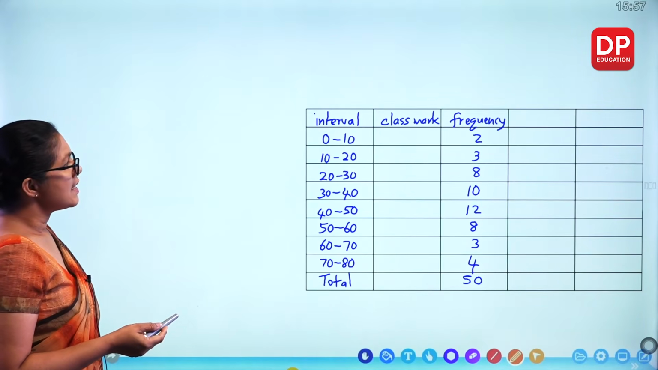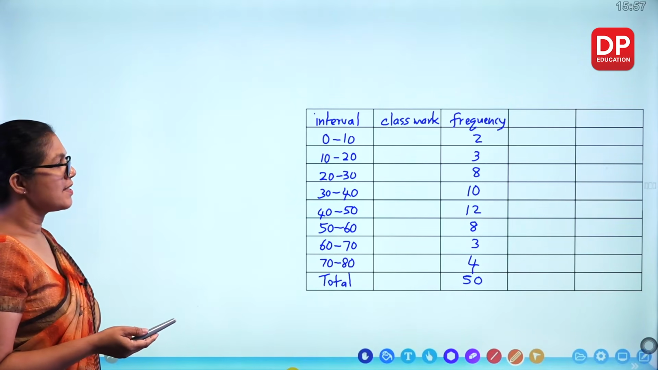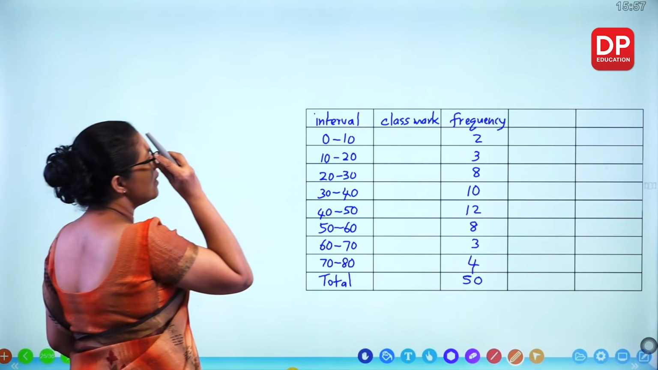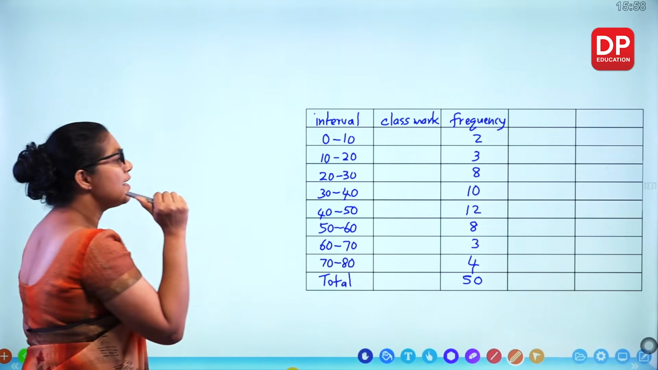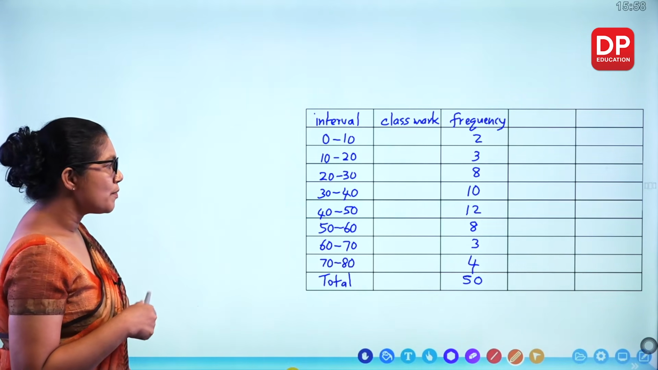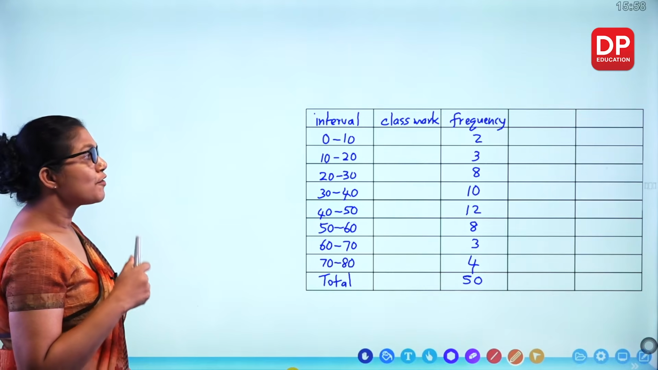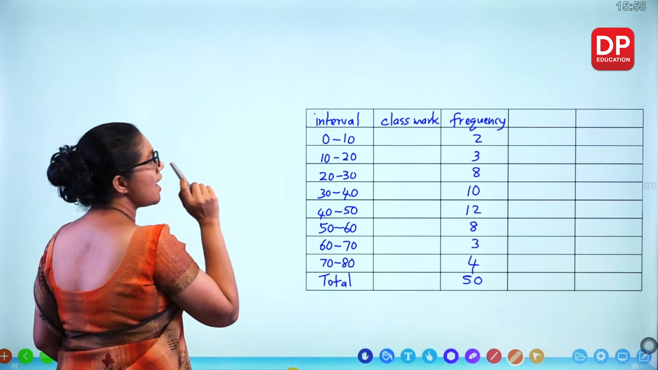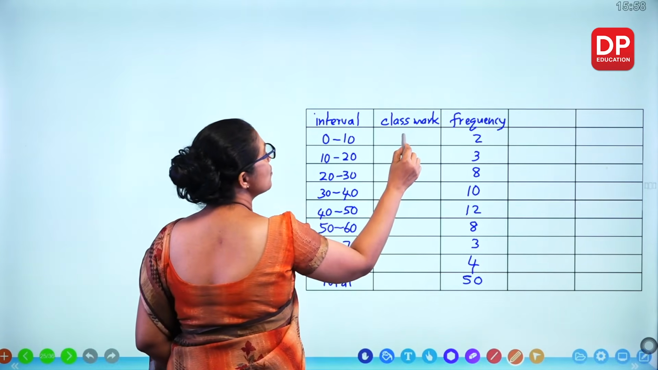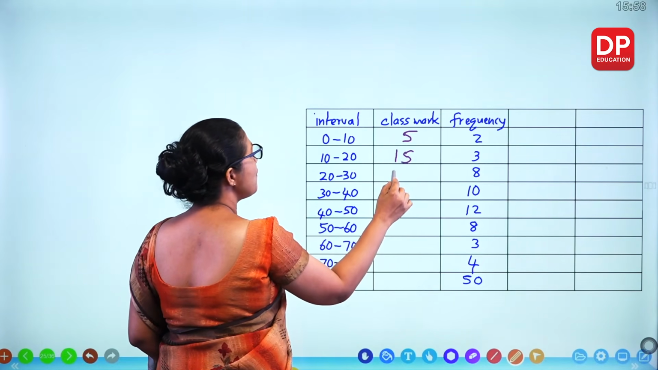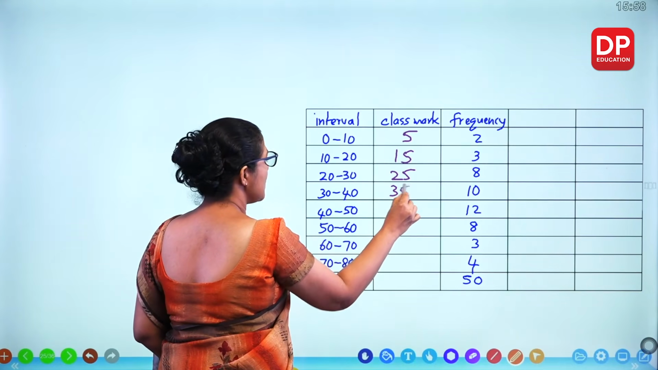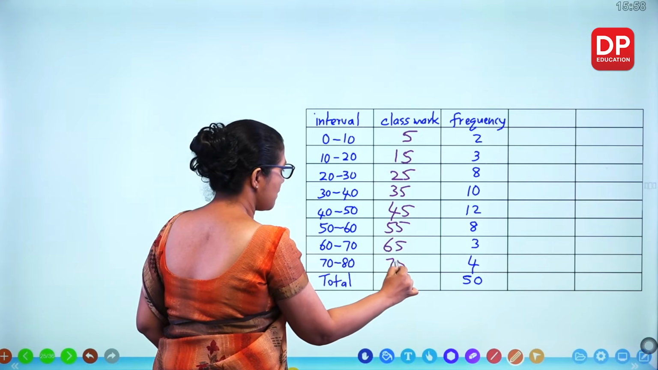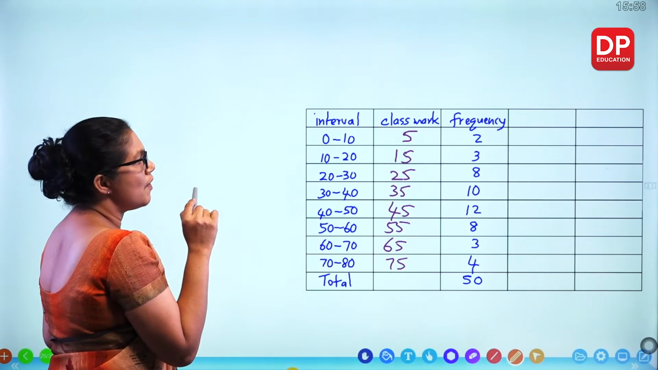You have been given a data set and frequencies. You are asked to calculate the mean. We'll use the deviation method. So which one will we take as the assumed mean? You have to first take the class mark. These are intervals. How do you find the class mark? Add and divide by 2. So you get 5, 15, 25, 35, 45, 55, 65, 75 as the mid values.